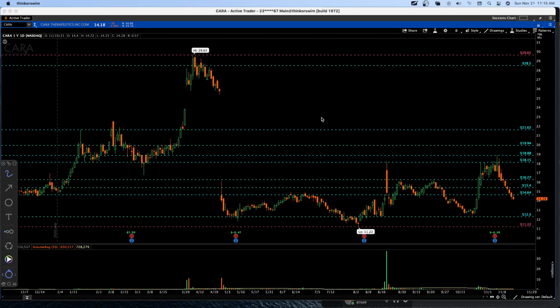Okay, so that's another example of one that I posted in the swing trade channel for us to keep an eye on. We were just looking for a key breakout of a resistance level on the daily chart. All right, so let's look at another one.